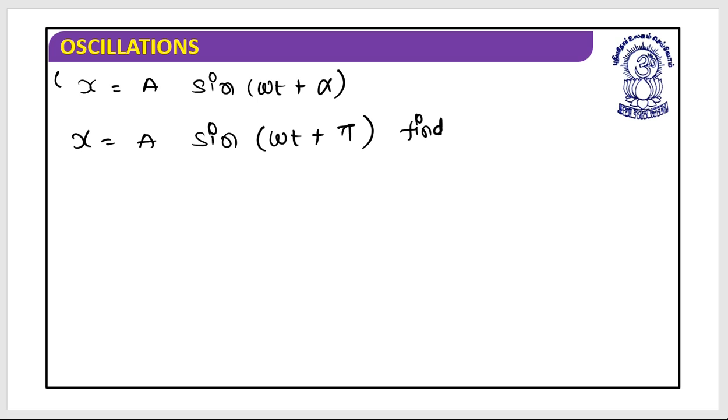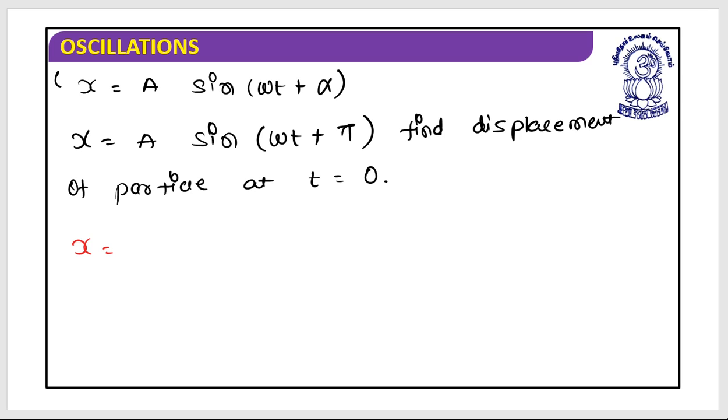Find the displacement of the particle at t equals to 0. This is the question. So it means that x is equals to a sine omega into 0, they want at t equals to 0, plus pi. So this is equals to a sine, this is 0 and this is pi. Now what is sine 180? It's 0.